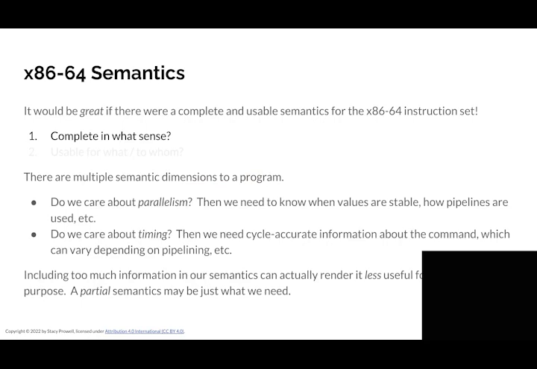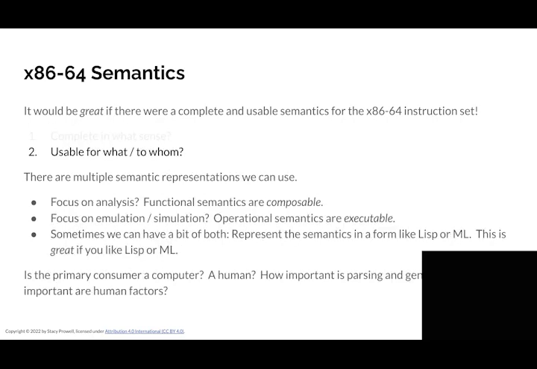Complete in what sense? Maybe we care about things like parallelism and timing. Those details can be meaningful and useful. But maybe we don't need all that, and maybe what we want is a partial semantics that's actually more useful. Including all these details can render it less useful and add a lot of complexity. We'll see an example of what that might look like in just a bit. So maybe we need a simpler semantics with fewer details. It just depends on what you're trying to do.